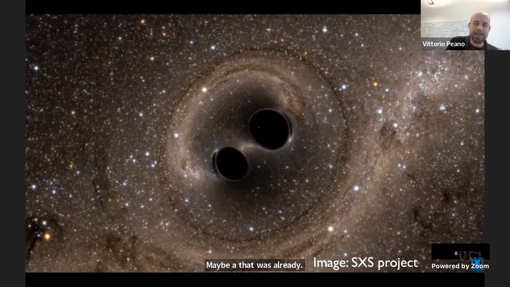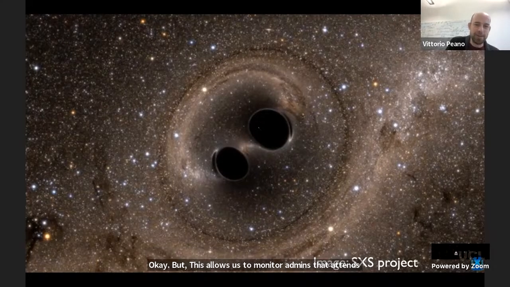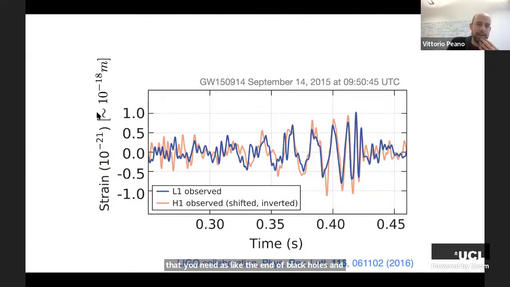Okay, but this allows us to monitor very dramatic events that happen in the remotest areas of the universe, like the annihilation of black holes. It's amazing. The strain for this event was of the order of 10 to the minus 21, which means, since I had an arm of the interferometer of the order of a kilometer, I still have to measure a displacement of the order of 10 to the minus 18 meters. So that's really amazing.